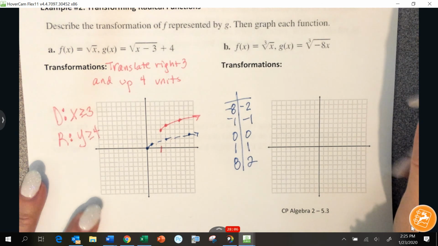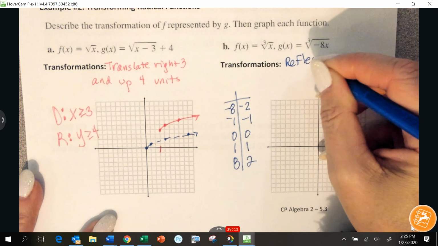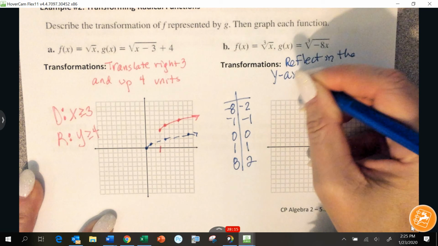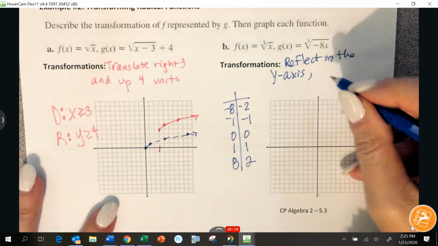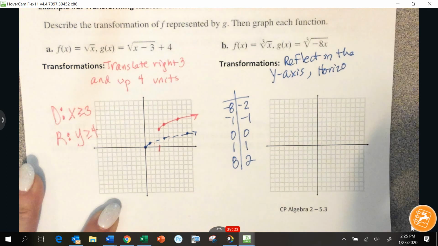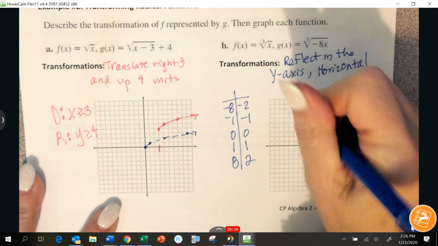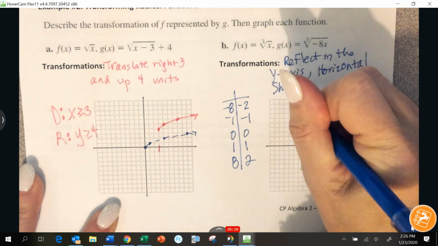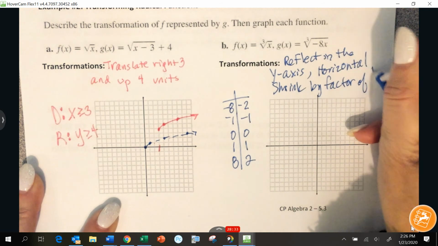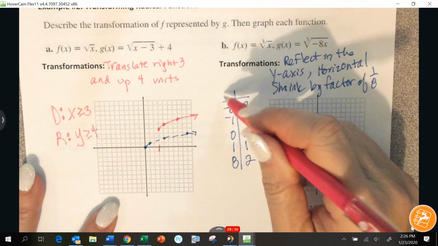You have a reflection in the y-axis. Okay, we have a reflect. Hold on, I can't write as I talk. Reflect in the y-axis, and then horizontal stretch by a factor of 8. Horizontal shrink by a factor of 1/8. So the factor is, what am I actually going to multiply the x's by?